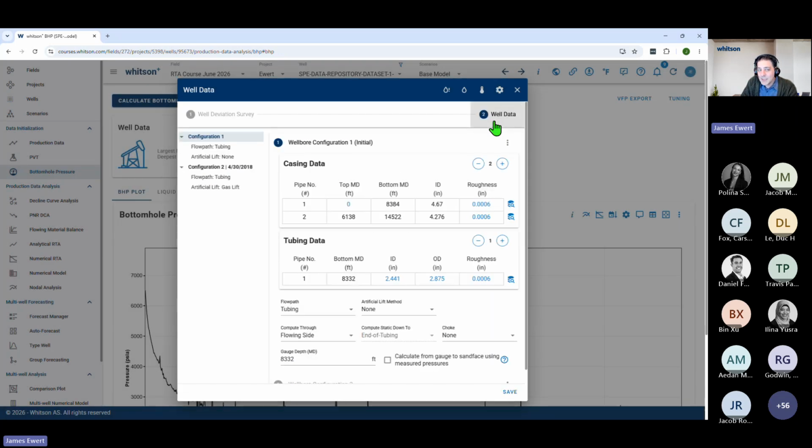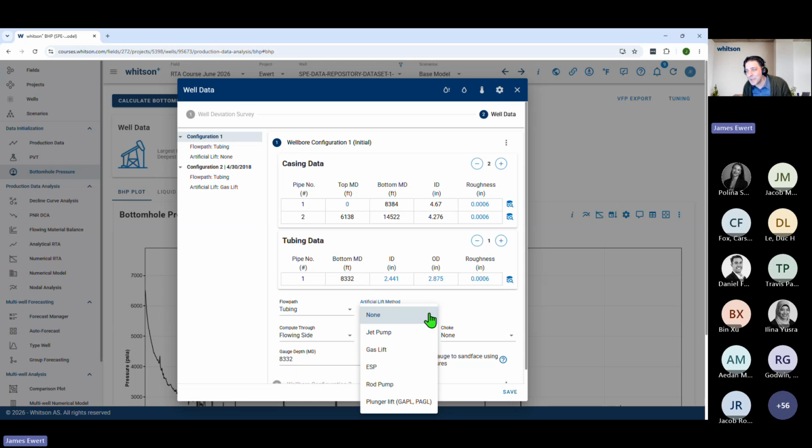When I click on well data, this is where we can really get into things. You can see we have two configurations. One was flowing up tubing, the next was gas lift. We can have jet pump, gas lift, ESP, rod pump, plunger lift. When it comes to gas lift, you can put in your own valve information. We can try to calculate the valve information for you using automatic. There's a lot of great features here. With ESPs, we can use custom values to really tune it to the system that you're using. A lot of great stuff in here. I believe there's actually a course just on bottom hole pressures. But for our purposes, for RTA, I think that's good. What we want to do is click Save.